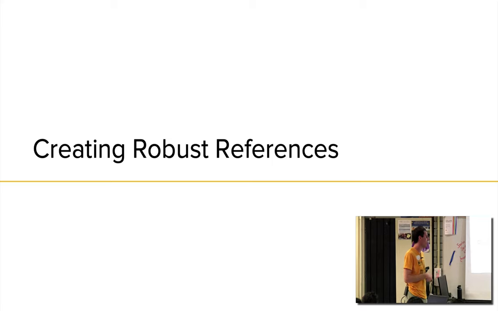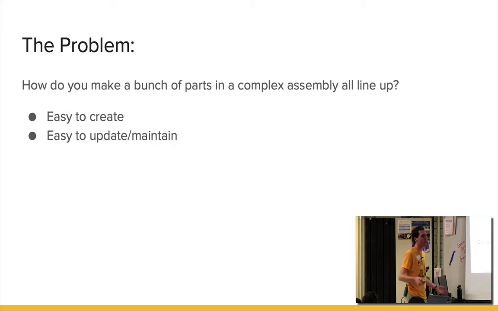The next part is, I guess, one of the core challenges in CAD: you've got a bunch of parts in a robot, and you need them to all line up. There are a lot of different ways you can do this, but at the end of the day, you want a method that's easy to do and easy to update and maintain. There are a couple of different ways, and I'm going to share my favorites.